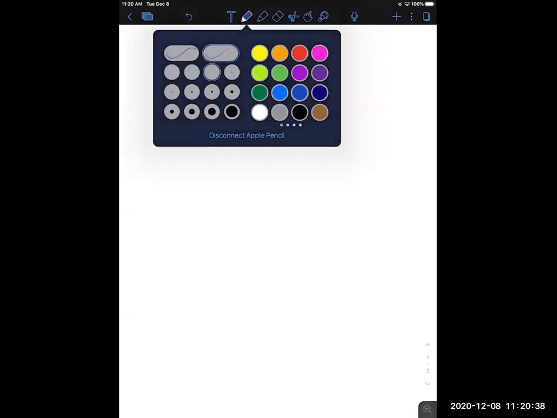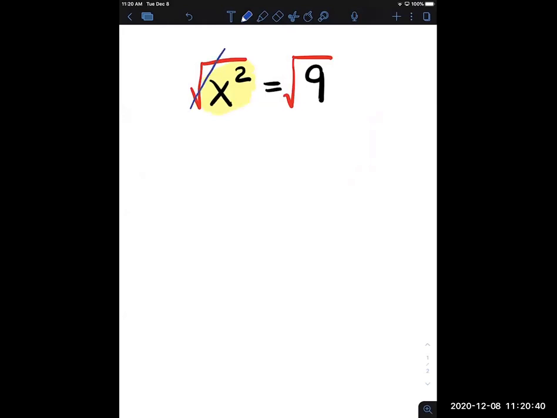When you take the square root of a squared term, the square root and the square cancel out, and you're left with just x. And then the square root of 9 is actually a whole number. It is 3. So we're going to take the square root of 9. We're going to write the 3. And whenever you take the square root, it actually can be a positive or negative 3. So we call that plus or minus 3.